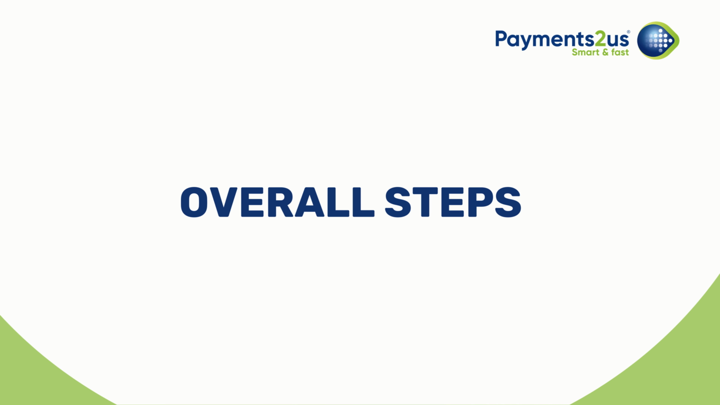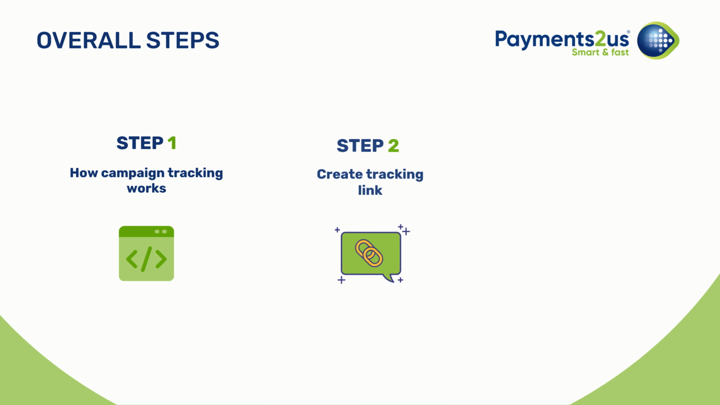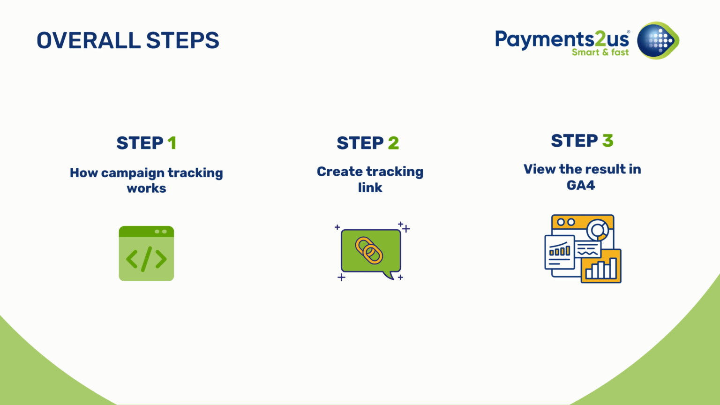In this video, we'll show you how to track your campaign performance within Studio. To make this easy, there are just 3 simple steps to follow. Step 1. Understand how campaign tracking works. Step 2. Create your own tracking links. Step 3. View the results in GA4.